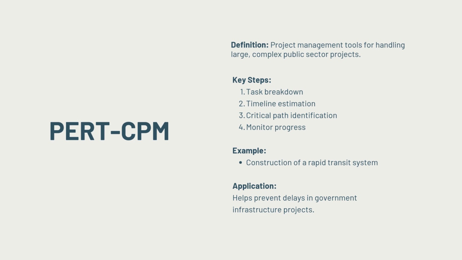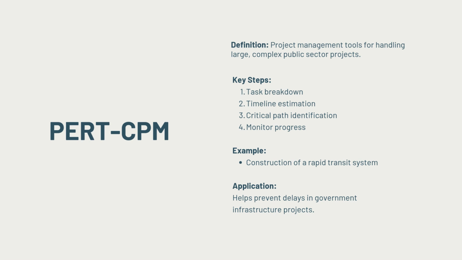Fourth, critical path identification. The critical path is the sequence of tasks that will take the longest to complete. Any delay in the critical path will delay the whole project. This step helps project managers focus on the tasks that need the most attention.